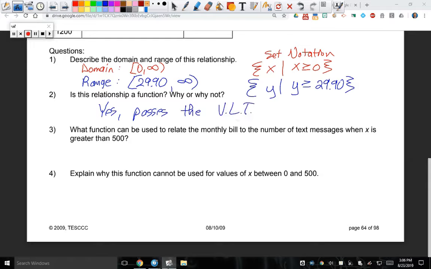All right. Let's go to number 3. It says, what function can be used to relate the monthly bill to the number of text messages when x is greater than 500? You will see this question on PSAT on October 16th. You'll see it in SAT. Okay? And it's the one that most people struggle with. This is a linear y equals mx plus b, but a lot of people struggle with it. And the reason why is because of that. Okay, here we go. We learn in Algebra 1 this equation. We refine it, we move stuff around.